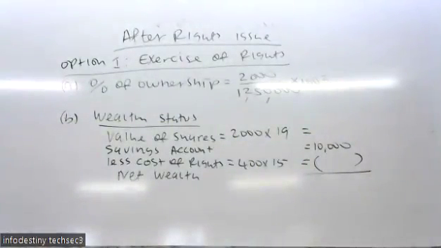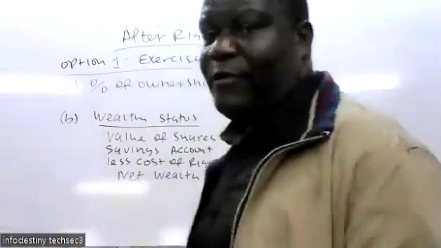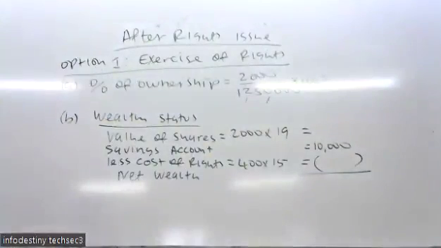So it has not changed. When you exercise the rights issue, percentage of ownership and wealth status will not change. They remain the same as before the rights issue. So that's now Roman letter 1.